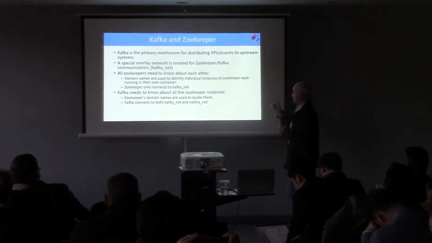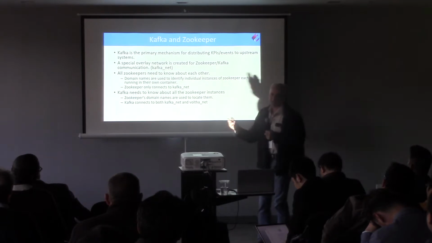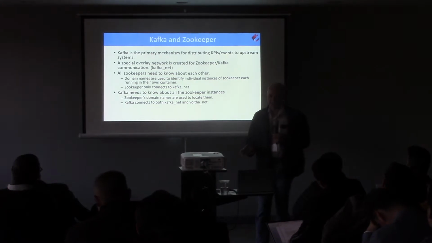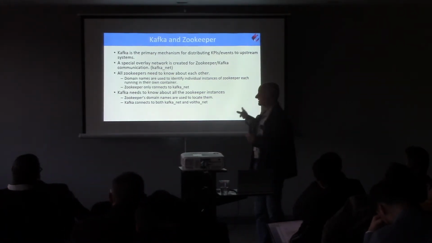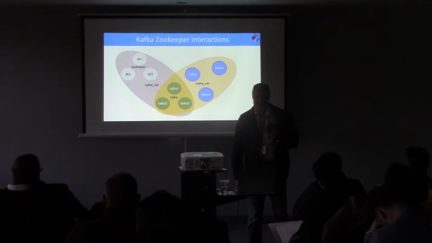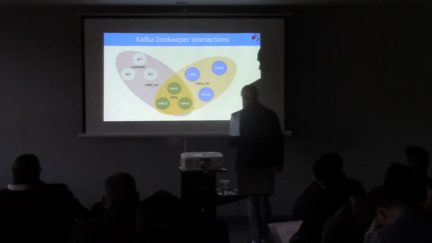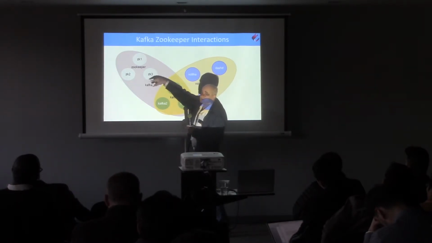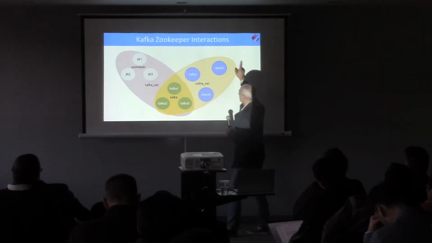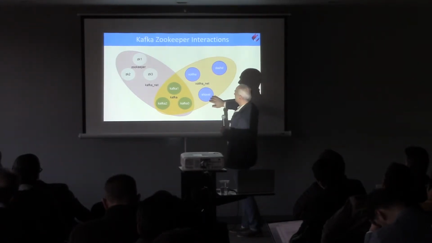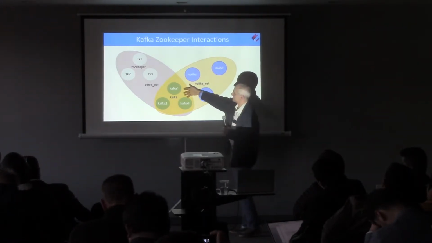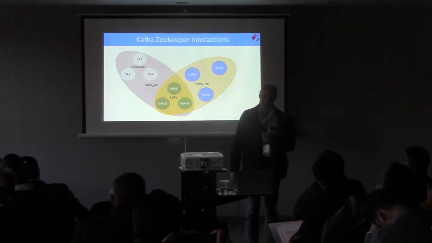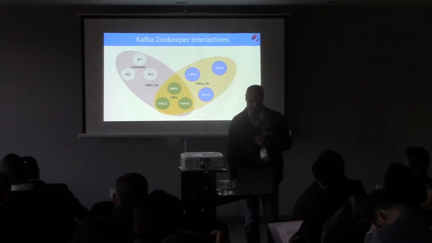And Kafka needs to know about all the Zookeeper instances. So the Zookeepers' domain names are used to locate them. If you look at the compose files, you'll see that they're referred to by name. And Kafka connects to both Kafka Net and Volta Net, obviously. So here's the way it looks when it's deployed. There's Kafka Net, so Kafka and Zookeeper are on Kafka Net, so Kafka can find its Zookeepers, and the Zookeepers can find each other. And then there's Volta Net. So this amoeba over here is Volta Net, and the three primary users of Kafka are shown here. There are a lot more processes in there, but those are the three primary users of Kafka.